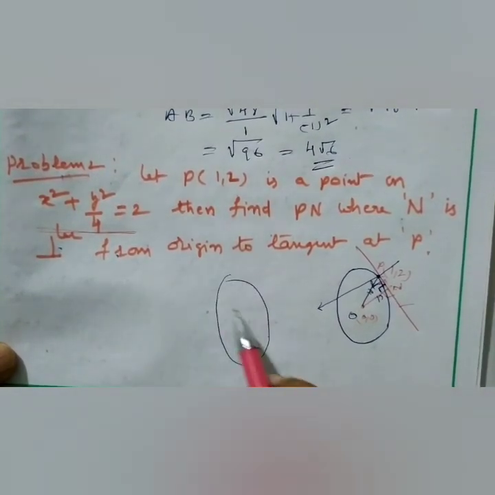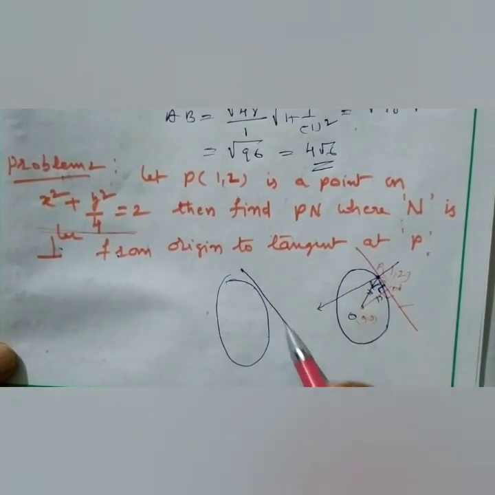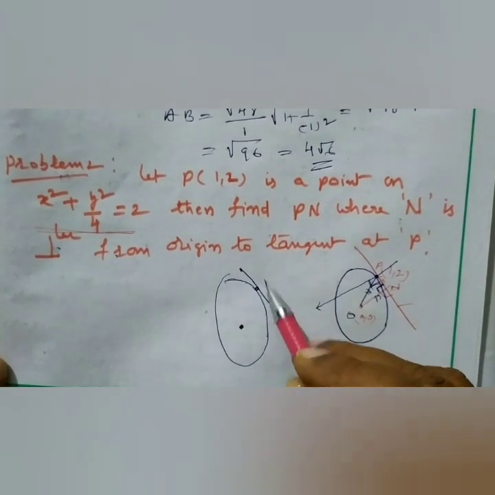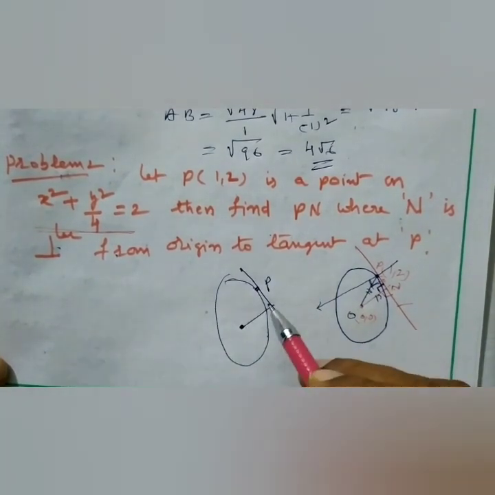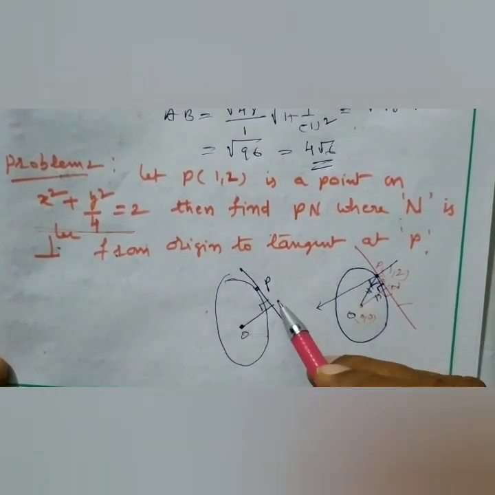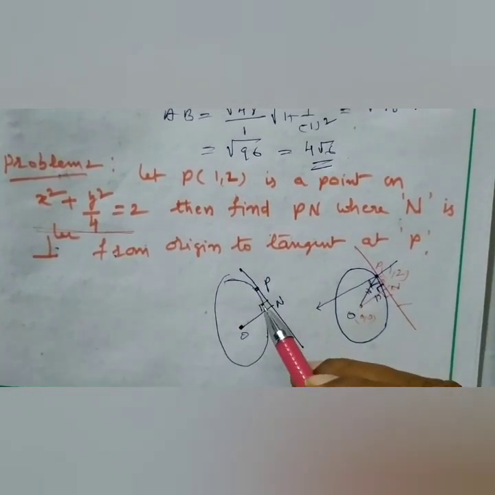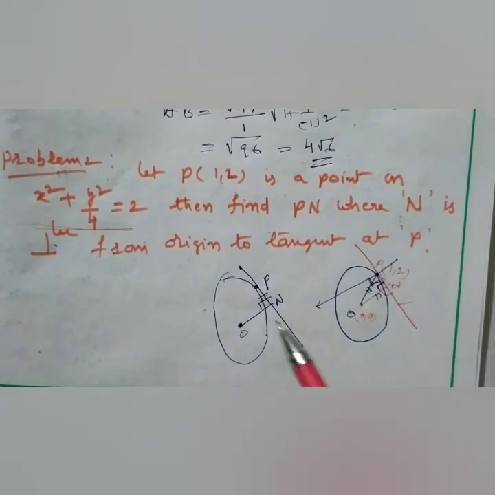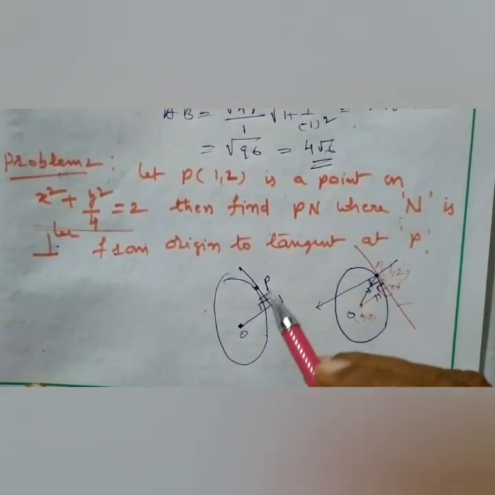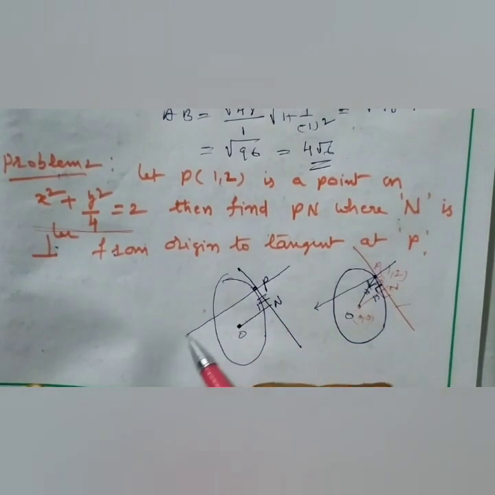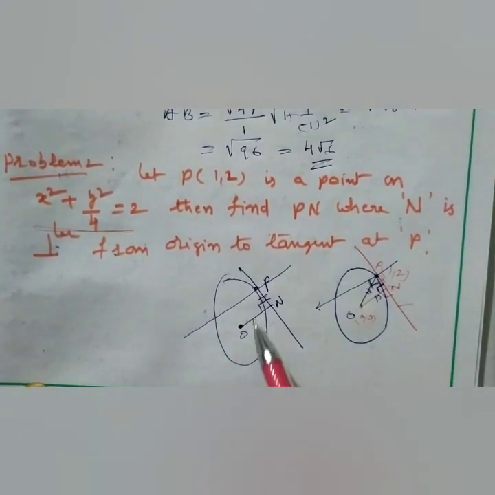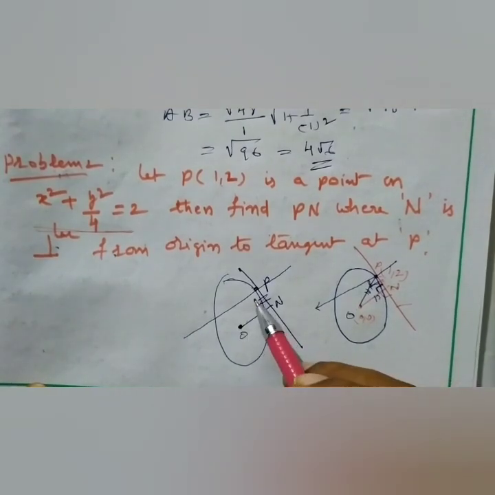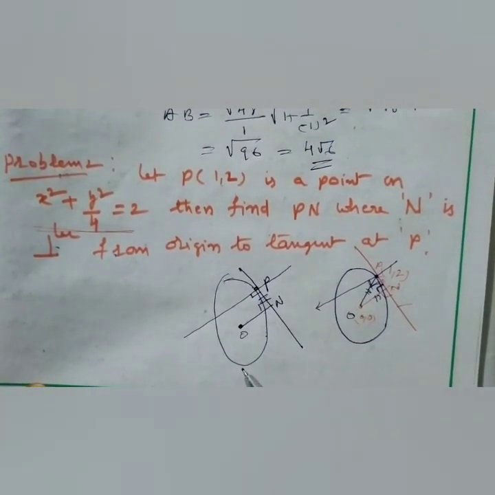Suppose if you observe this figure here, a tangent is drawn from origin, it is point P, a perpendicular is drawn, ON is the perpendicular. Here we need to find out PN. For that, without doing the whole process, I directly find the normal equation at P. So what happens, whenever the normal is drawn, it is a right angle.